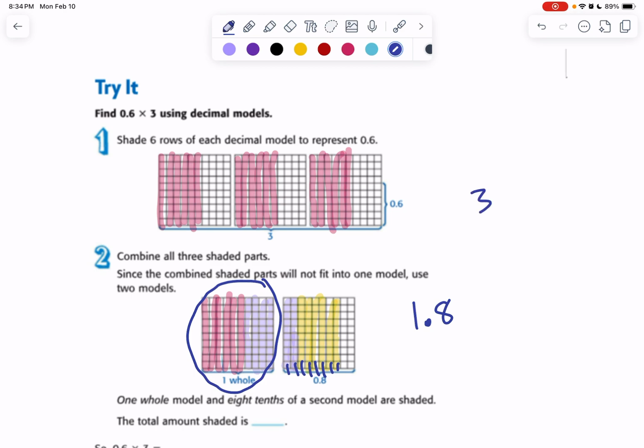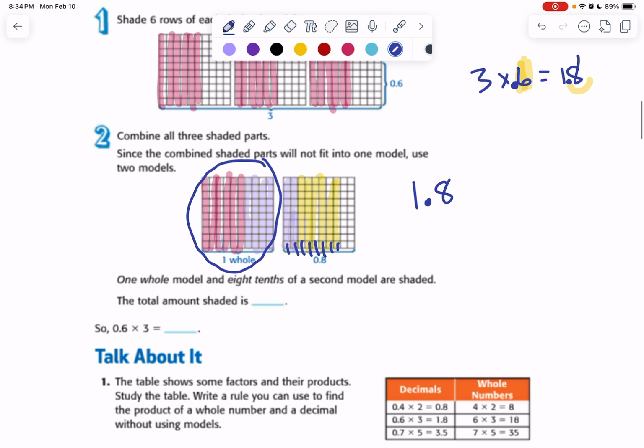What is 3 times 6? It's 18, right? So what changed? Well, I had a decimal here for 6/10. So that means I had 1 digit to the right of a decimal. So put our decimal right here. That's interesting. Total amount shaded is 1 and 8/10. So 6/10 times 3 is 1 and 8/10.